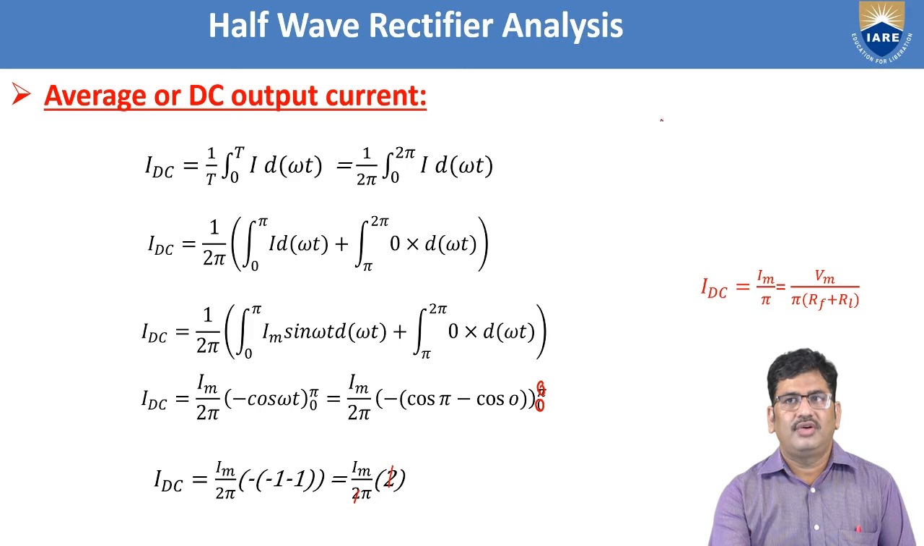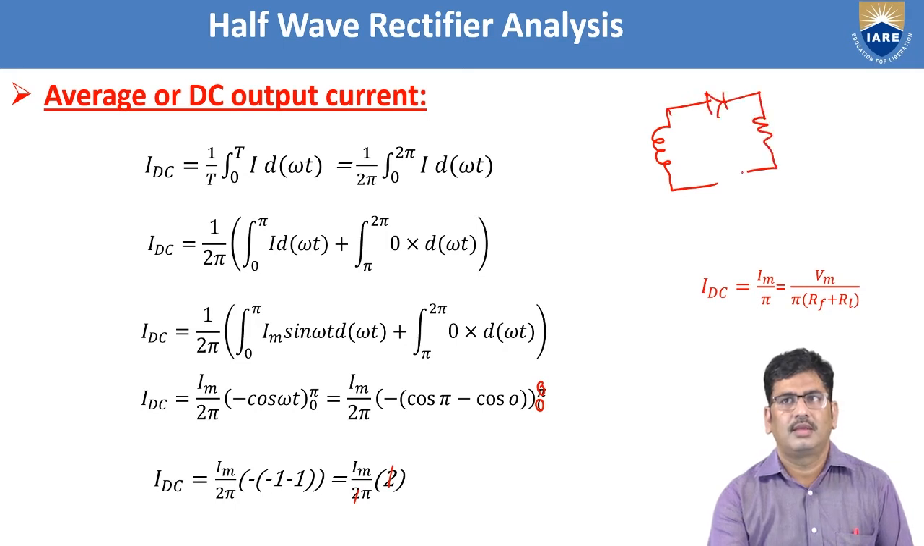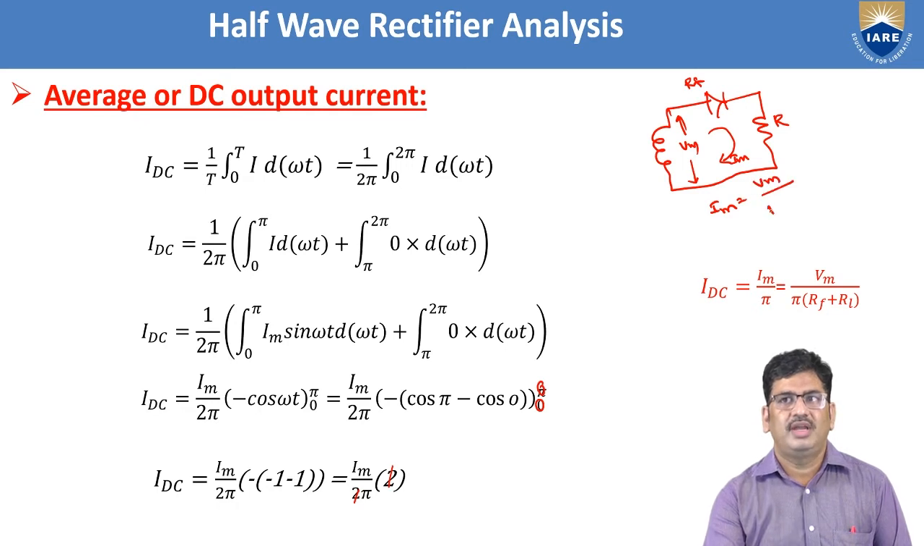Now in the circuit of the half wave rectifier, the voltage present at the secondary windings is Vm. The current flowing through the circuit is Im. If I consider the internal resistance of the diode as Rf, then we can write the Im expression as Im is equivalent to Vm divided by Rf plus R.